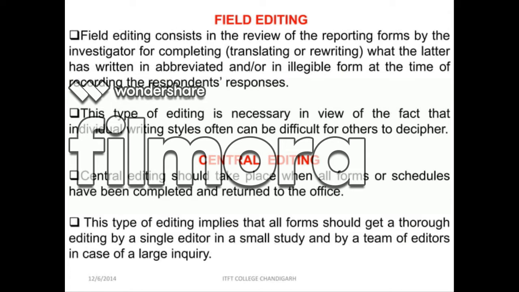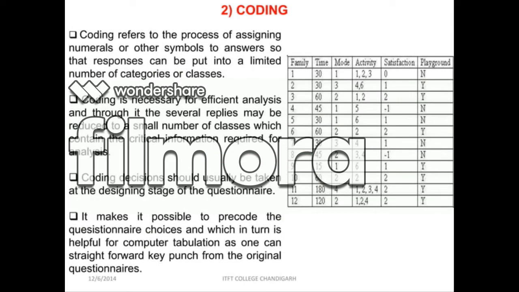So this type of editing is necessary in view of the fact that individual writing styles often can be difficult for others to decipher. Central editing, however, should take place when all forms or schedules have been completed and returned to the office. So this type of editing implies that all forms should get a thorough editing by a single editor in a small study and by a team of editors in case of a large inquiry. I hope everything is clear about editing.